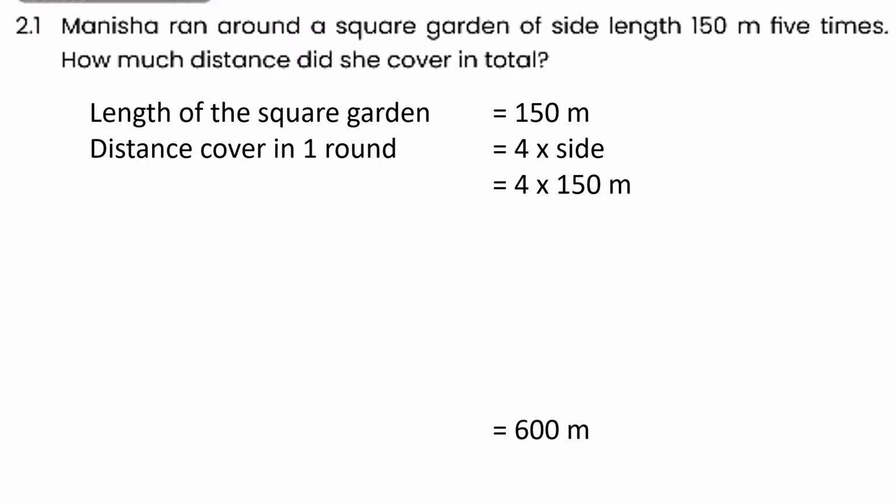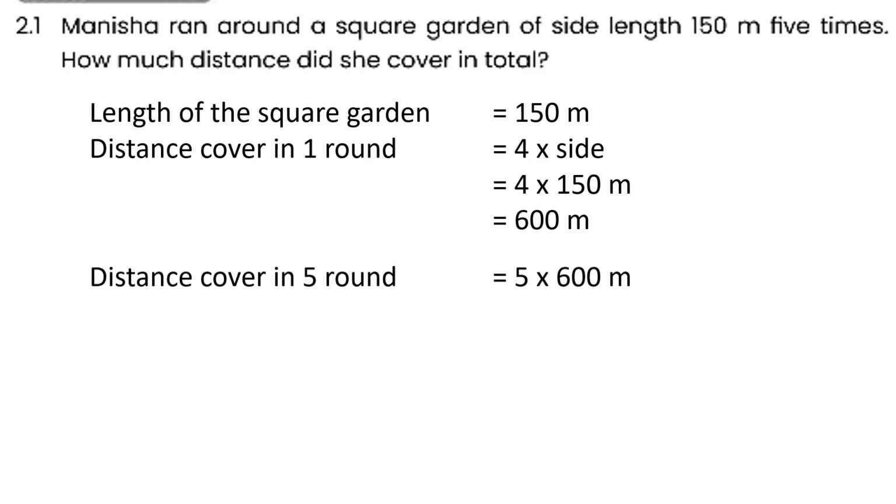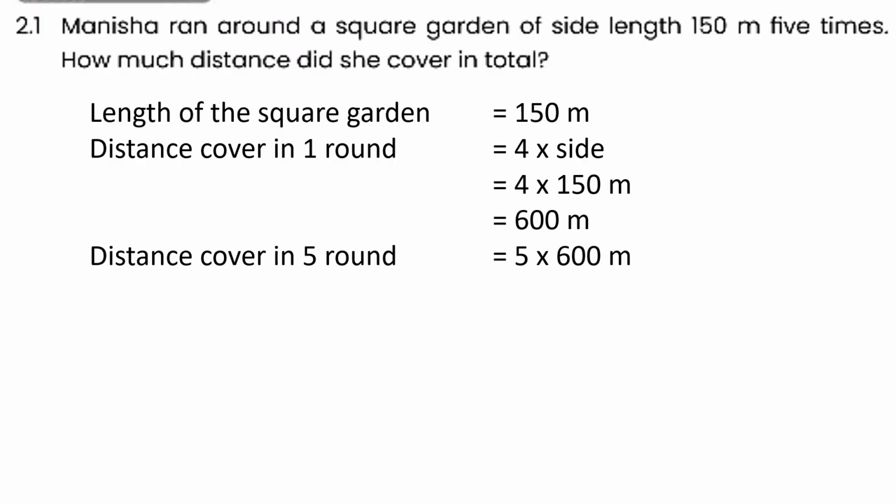When you multiply you will get 600 meter, but here she is running 5 times, so you will multiply 600 by 5. Distance covered in 5 rounds is equal to 3000 meter. You can write it 3 kilometer also.